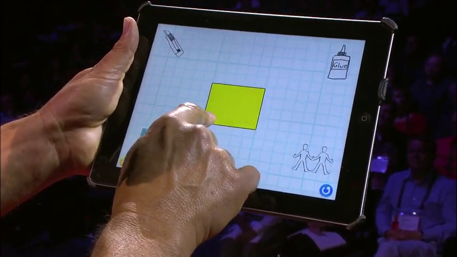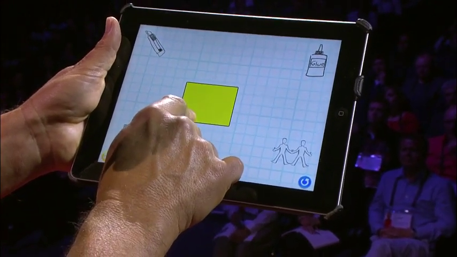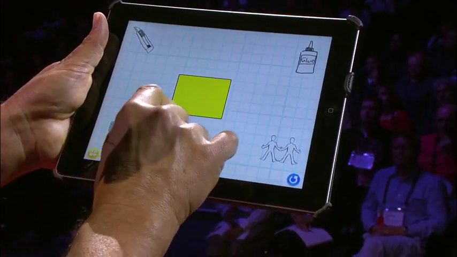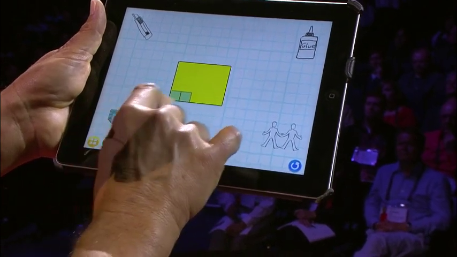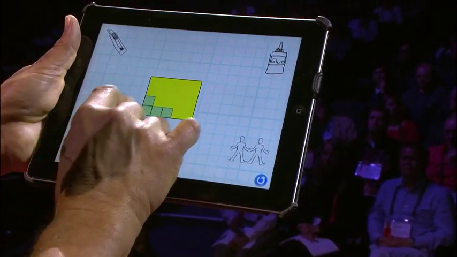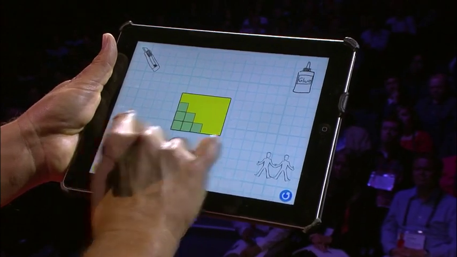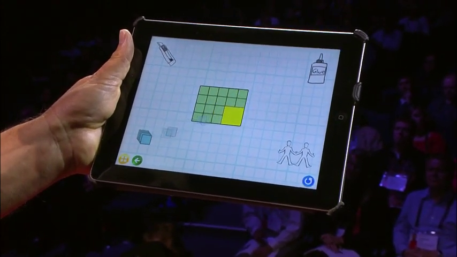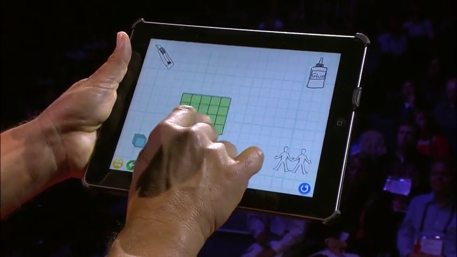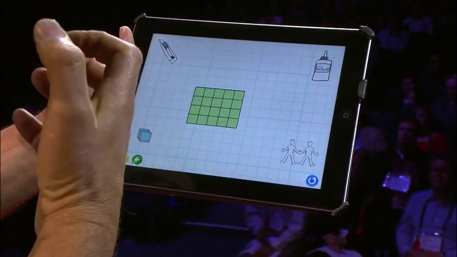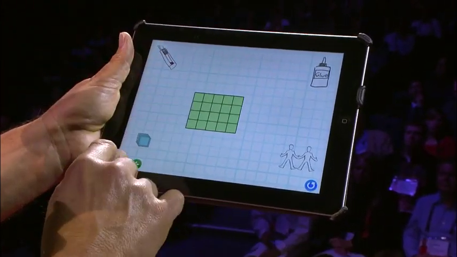So if area is what interests us, then one thing which is natural to do is to tile the area of this particular shape and simply count how many tiles it takes to cover it completely. And this little exercise here gives you a first sort of good insight of the notion of area.